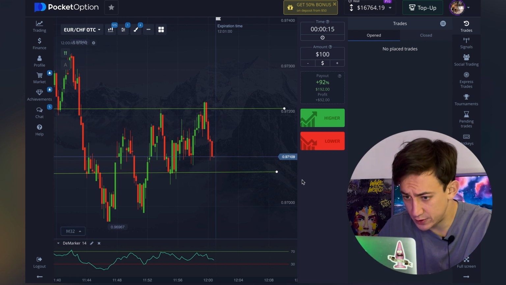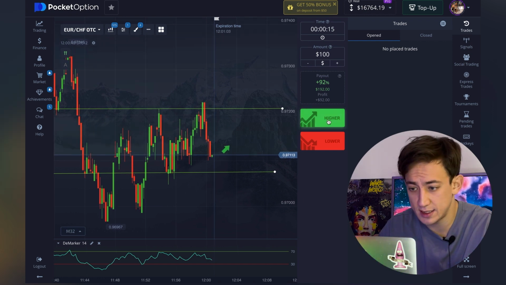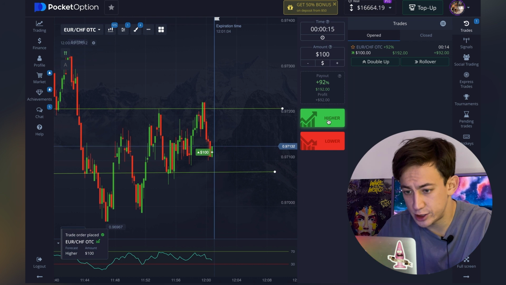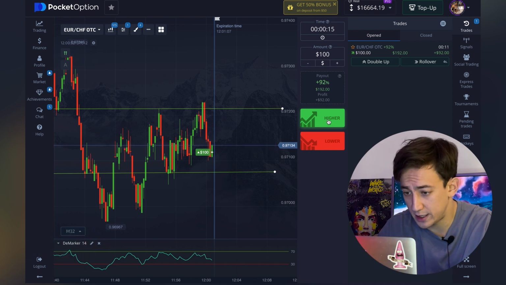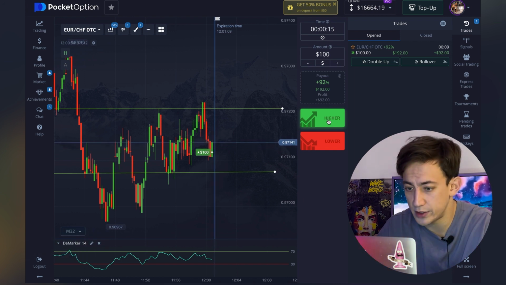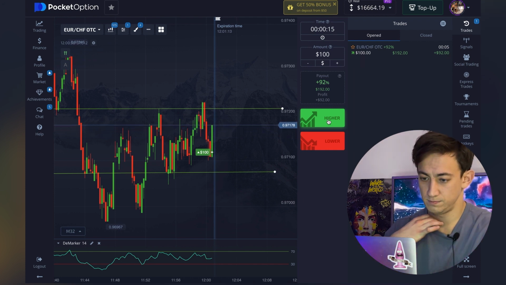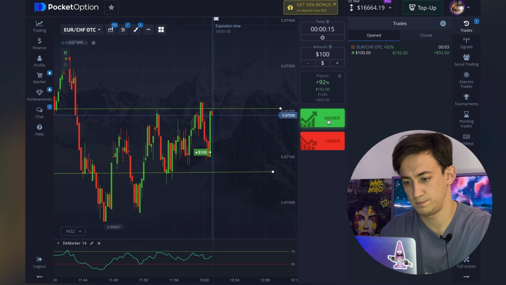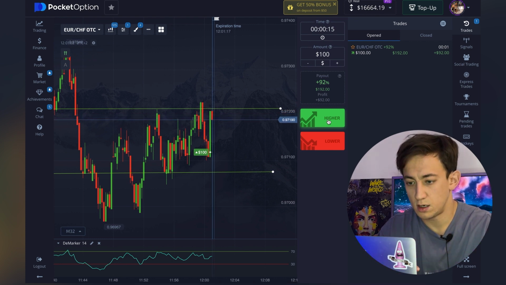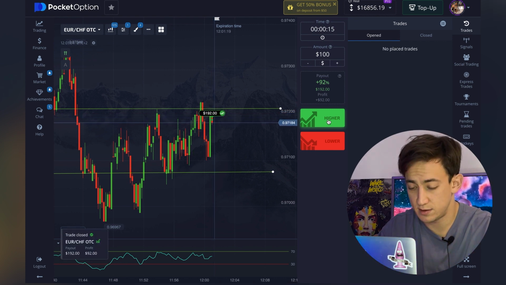Now, we see together how the candle sharply hit the level, and the indicator shows us the direction of the candle. I am going upward with $100 and waiting. Of course, we are getting profit.